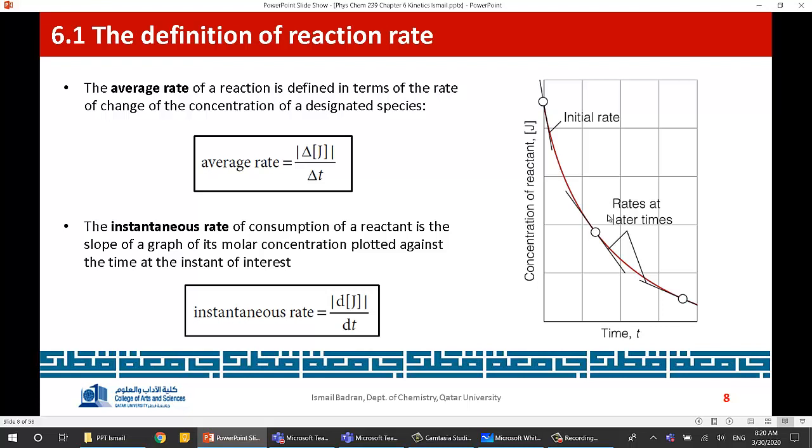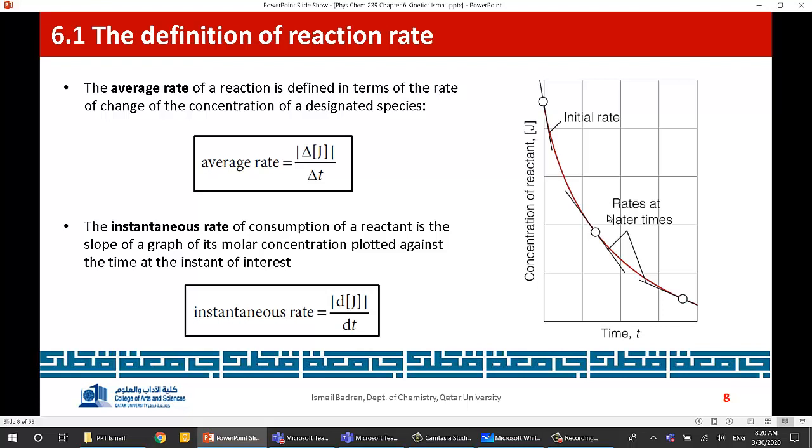But the most important one of the whole rates is the initial rate, the one that you calculate at the very beginning of the reaction. This is the one we are actually using in this chapter. So to summarize here, we have three different types of rates.